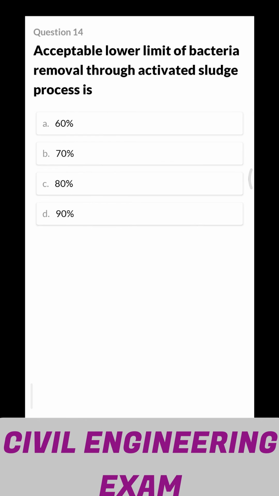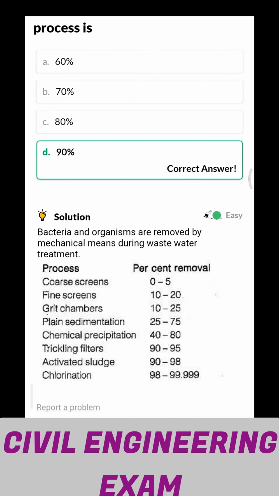Next question, the acceptable lower limit of bacteria removal through the activated sludge process is option A 60%, option B 70%, option C 80%, option D 90%. So the correct answer is option D, 90%. So the bacteria and microorganisms are removed by mechanical means during wastewater treatment.